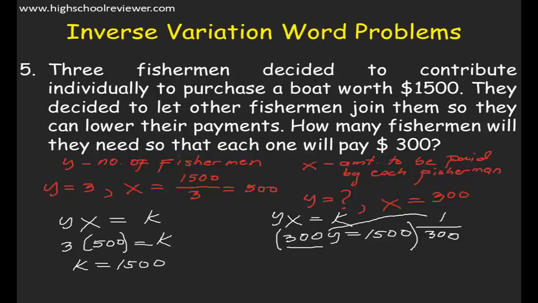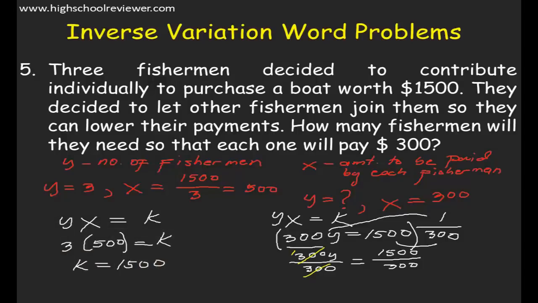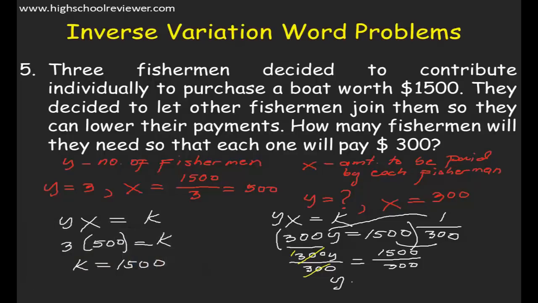So we have here 300y times 1 over 300, that's 300y divided by 300. This will be equal to 1,500 times 1 over 300, that will be 1,500 divided by 300. So 300 divided by 300 is equal to 1. And 1 multiplied by y is y. And 1,500 divided by 300 is equal to 5. So the number of fishermen will be 5 fishermen.